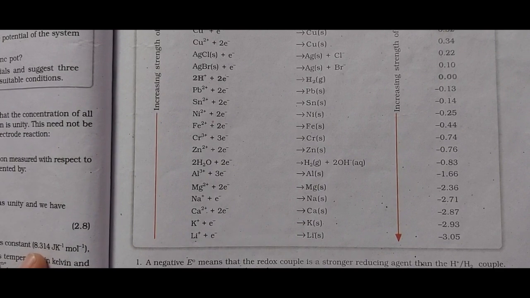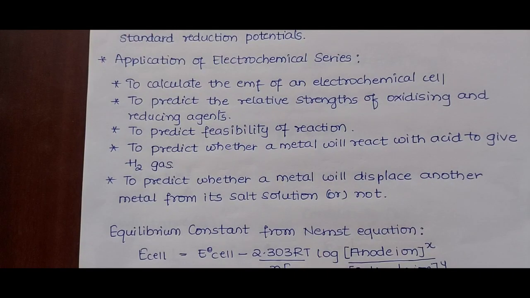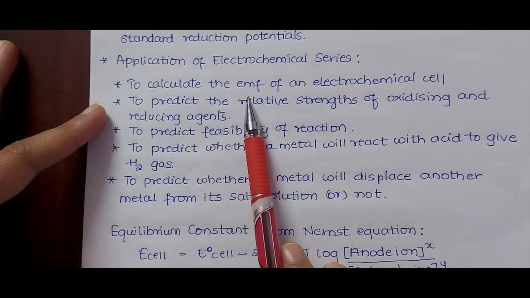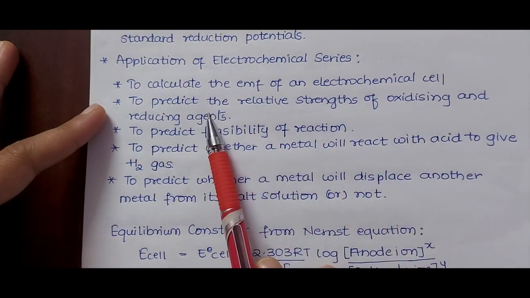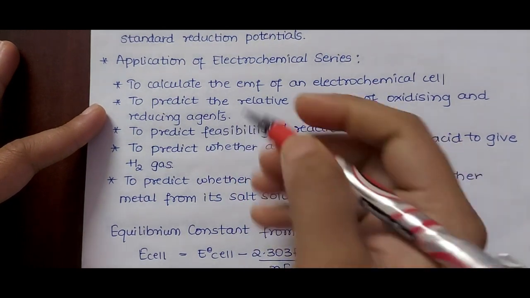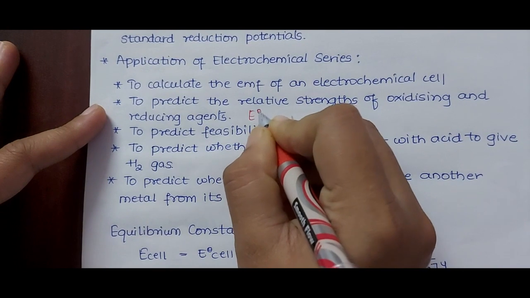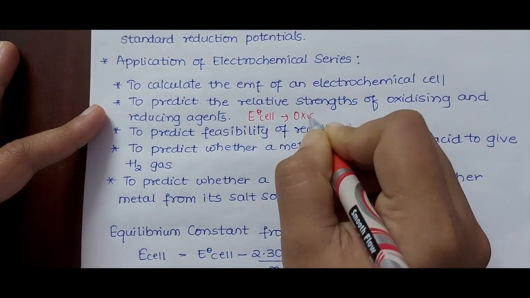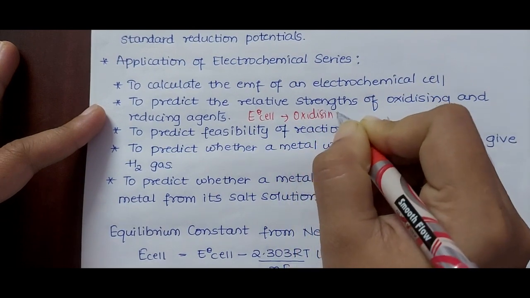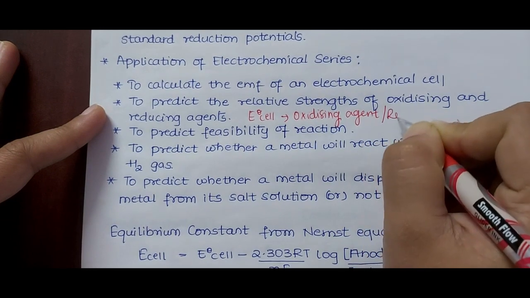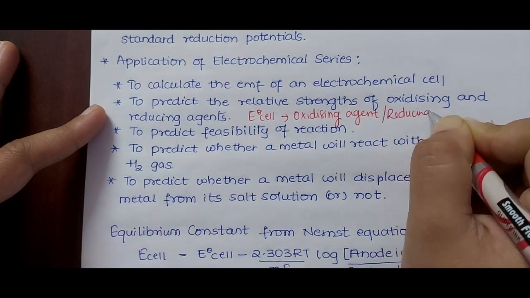So we'll try to understand what the applications of this electrochemical series are. The electrochemical series is used to calculate the EMF of an electrochemical cell and to predict the relative strength of oxidizing and reducing agents as we have discussed now. So based on the E0 cell value, we can identify whether the given compound, ion or molecule is a better oxidizing agent or reducing agent.